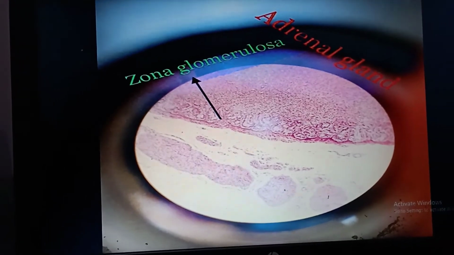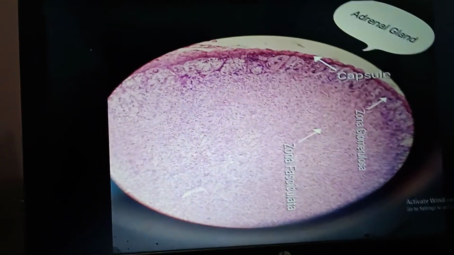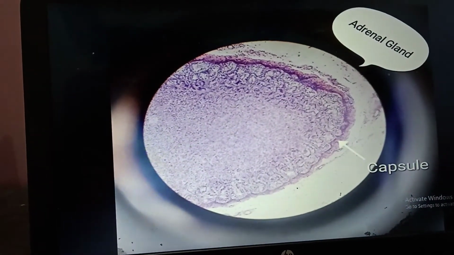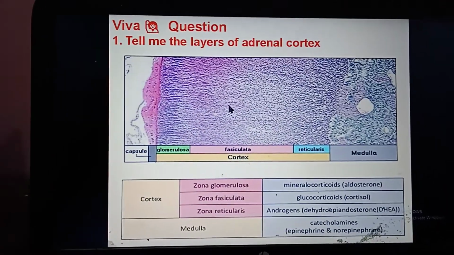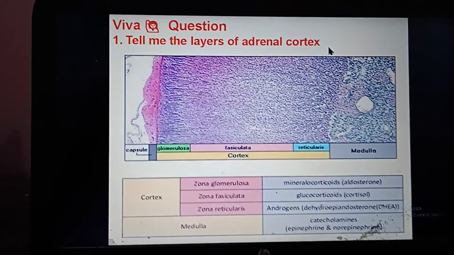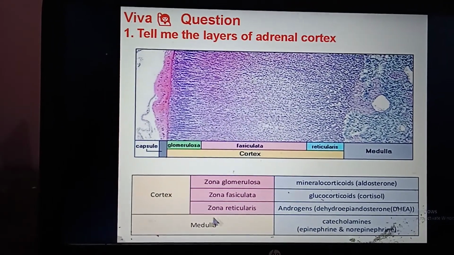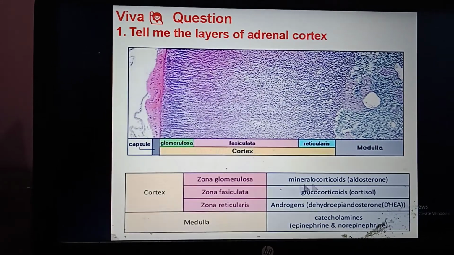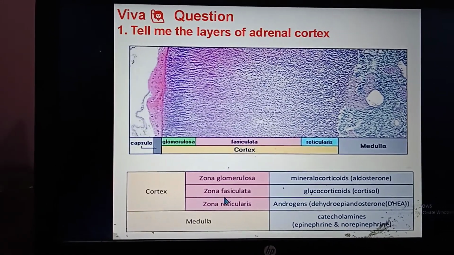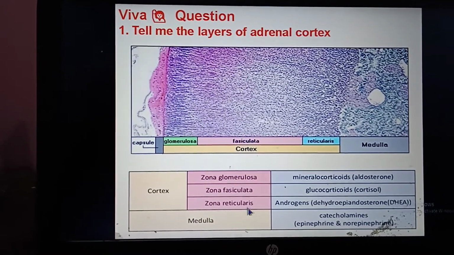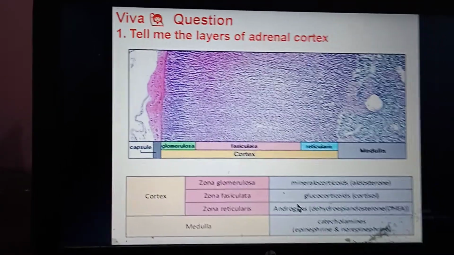On the slide, this one is also of the adrenal gland. Also, coming to a viva question: tell me the layers of the adrenal cortex. Here it is written: zona glomerulosa, zona fasciculata, and zona reticularis. Glomerulosa produces mineralocorticoids like aldosterone, fasciculata secretes glucocorticoids like cortisol, and reticularis produces androgens or sex hormones.